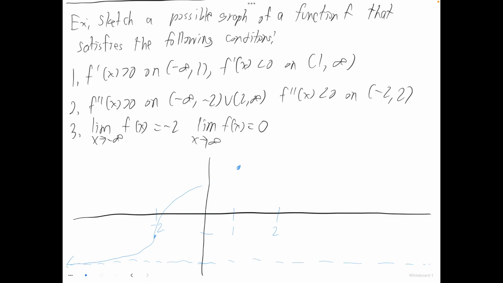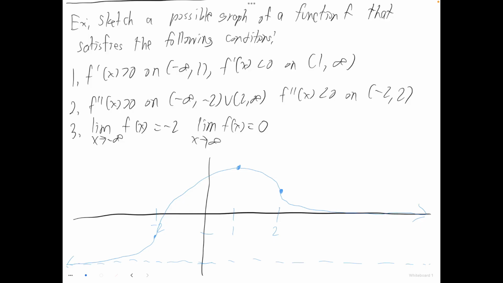So we need to be concave down. Let's see if I can draw this a little bit nicer. So we'll be concave down from -2 to 1, and we stay concave down until we get to 2, and then we need to have a horizontal asymptote at 0 and be concave up, so the graph looks like the following. And so this is a sketch of the situation.